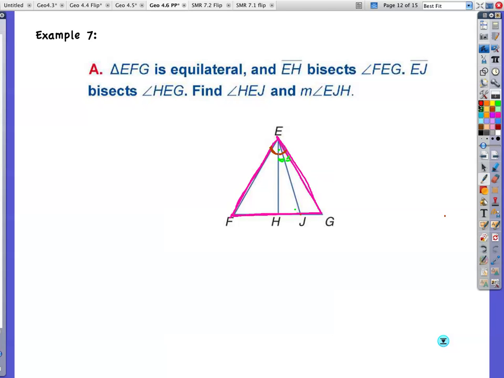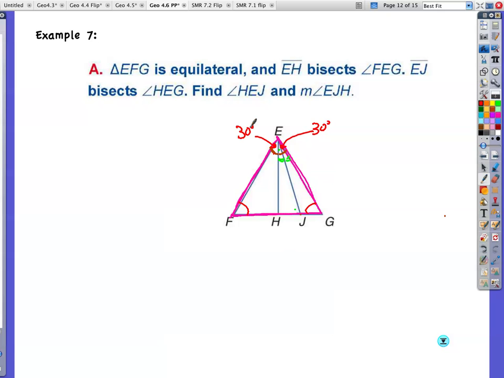Okay, let's see where we can get going with this. Started out with an equilateral triangle, which means all of my angles are 60 degrees. This one's been bisected. Remember how it said this is bisected here? I've got these two markings. So this one must be 30 degrees, and then this one has to be 30 degrees as well.